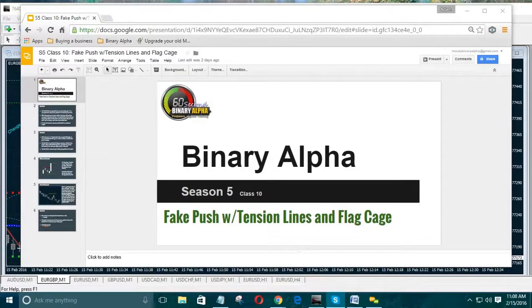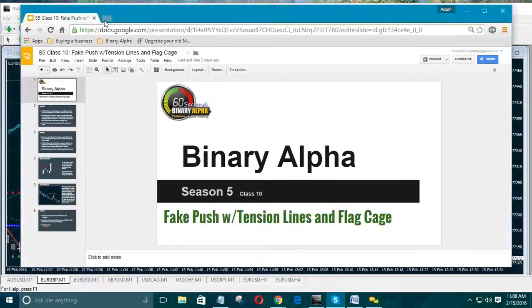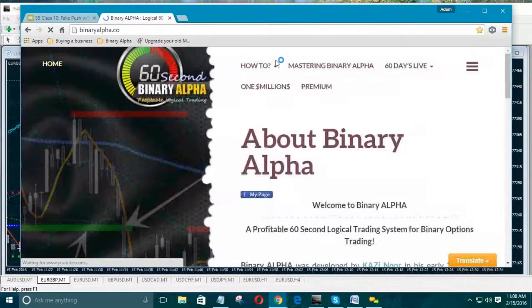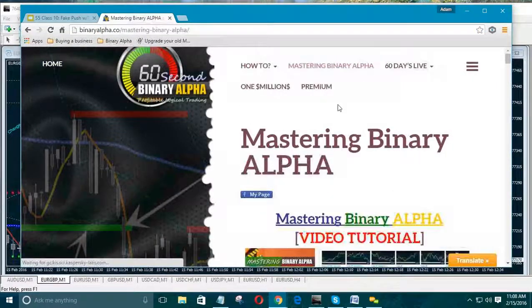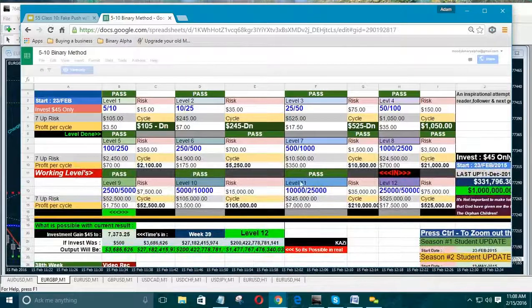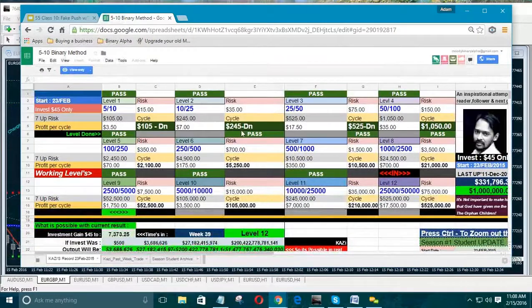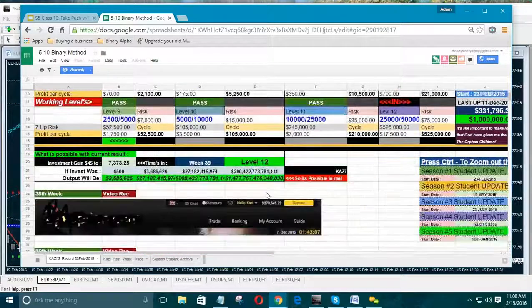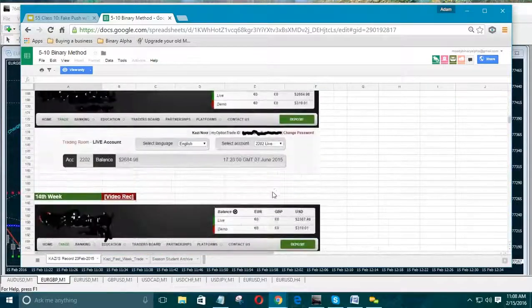Adam, where are the records available for Kazi's trades? You can go here to the Binary Alpha site. You go to, I believe it's here, Mastering Binary Alpha. Go to this plan chart where it says Money Management. This is where you can see. He started, I believe, in February of last year with this. He didn't trade this full time, but he grew the $45 account to over $300,000 in probably about 10 months, again, not even trading it full time.